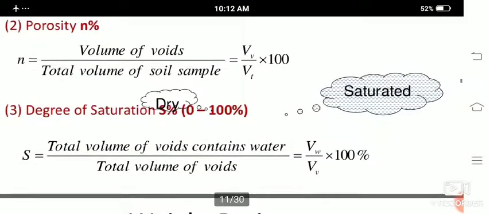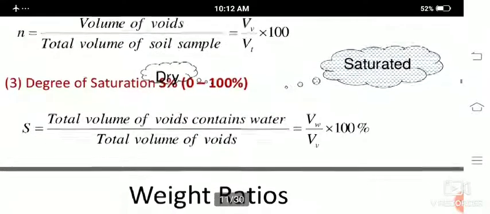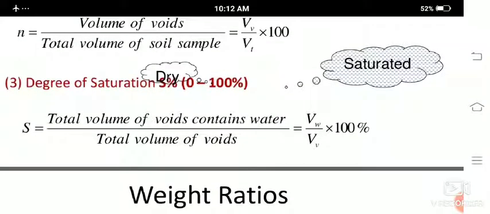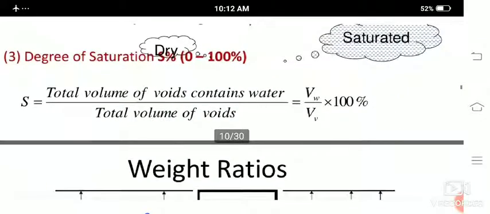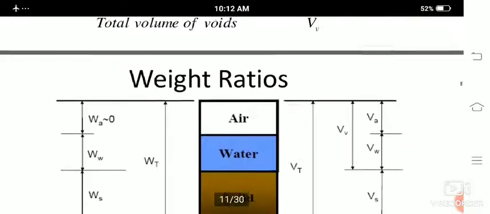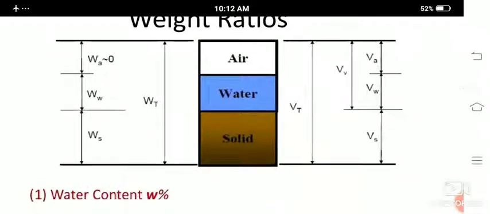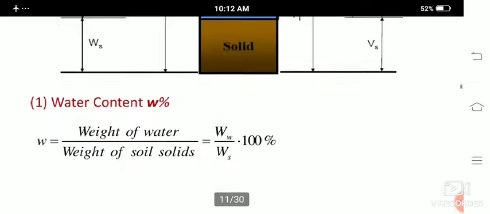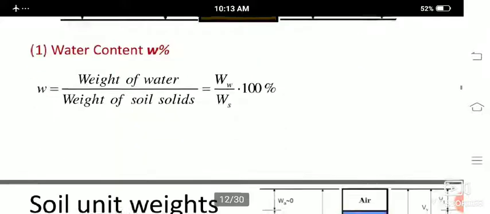Next is degree of saturation. That is, the volume of water divided by the volume of voids, that means how much of the total voids is containing water, into 100, will give you the degree of saturation. Next are weight ratios. As we take weight ratios, first is water content. Water content is nothing but weight of water divided by weight of solids, that is WW by WS into 100.